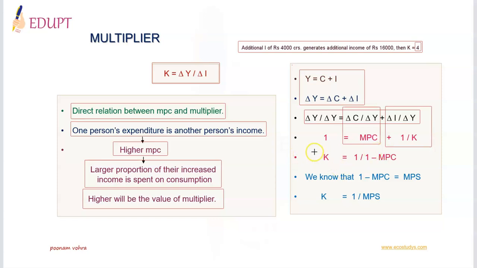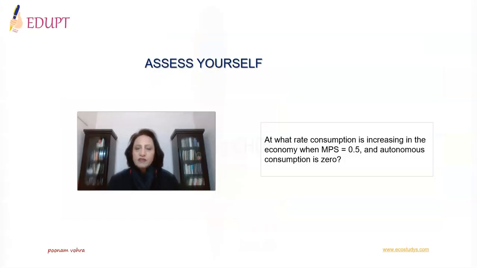So by reorganizing, you get K is equal to 1 over 1 minus MPC. And it is known that 1 minus MPC is equal to MPS. So multiplier is equal to 1 by MPS. That is, marginal propensity to save has inverse relation with multiplier, or there exists direct relationship between marginal propensity to consume and multiplier. Now assess yourself and answer this simple question.